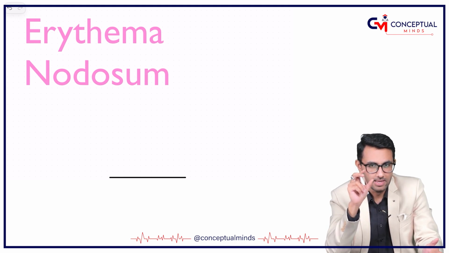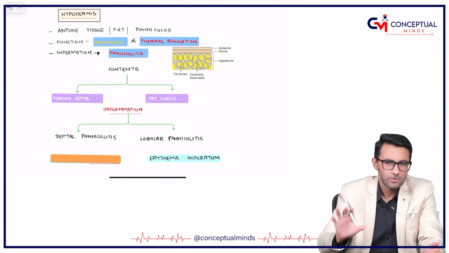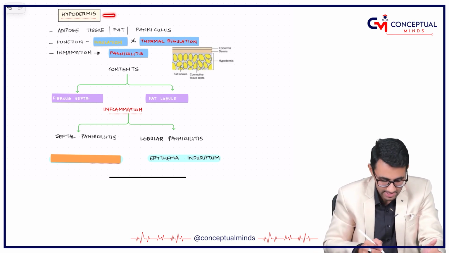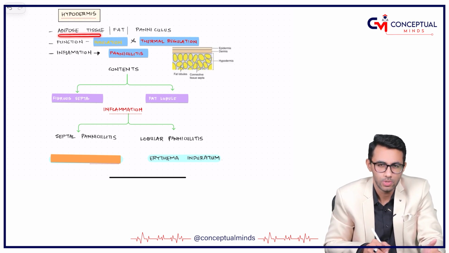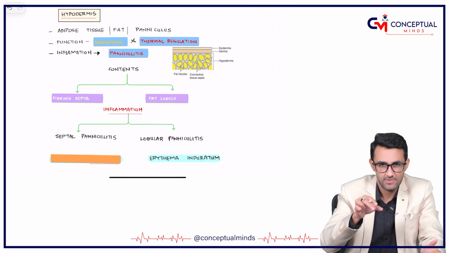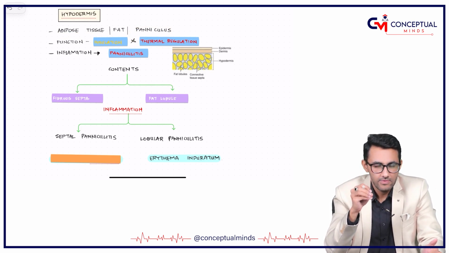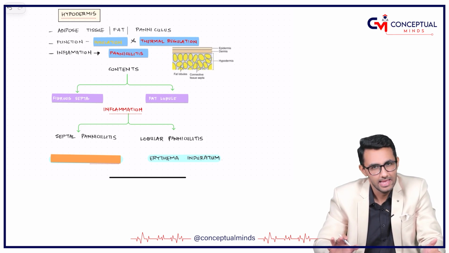To understand that properly and get a better orientation, we need to understand the classification first. I'll give you a quick run-through and a bit of revision of the topic we discussed in the introduction of dermatology. We're talking about the hypodermis, and there is inflammation in the adipose tissue, also called the panniculus. If there is inflammation of the panniculus, we will call it panniculitis. Simple as that.